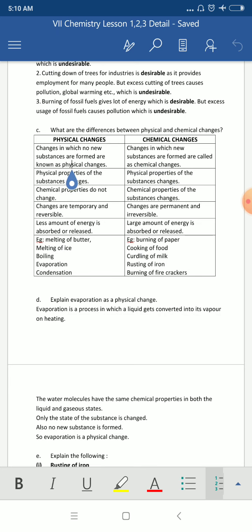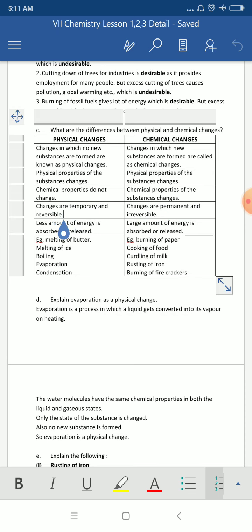Now coming to the differences between physical and chemical changes. The changes in which no new substances are formed will become physical. When new substances are formed, it will become chemical. Now the physical properties will change. The physical properties also changes along with the chemical properties. Okay, in physical change, chemical properties do not change. Here the changes are temporary and reversible. Here the changes are permanent and irreversible. And less amount of energy is absorbed or released, whereas large amount of energy is absorbed or released.